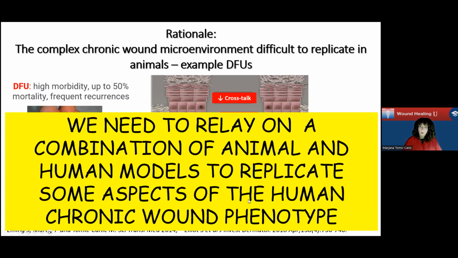And so one needs to very quickly understand that we need to rely on a combination of animal and human models to really replicate some aspects of the human chronic wound phenotype. We have to accept that it's impossible to replicate everything we see in patients.